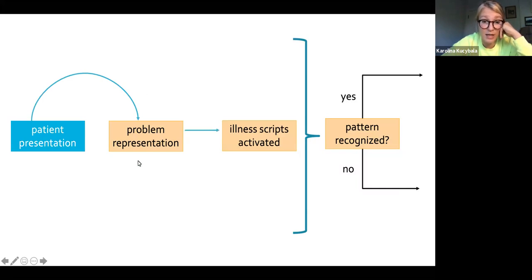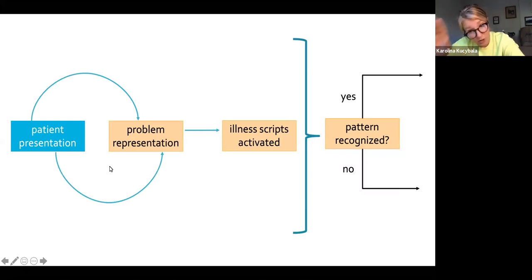And then, of course, as you move on throughout the case in the hospital stay or throughout your journey with this patient in clinic, that patient presentation will evolve. You'll change your problem representation and a different differential might appear so that you can get to that pattern recognition. Any questions about those concepts?